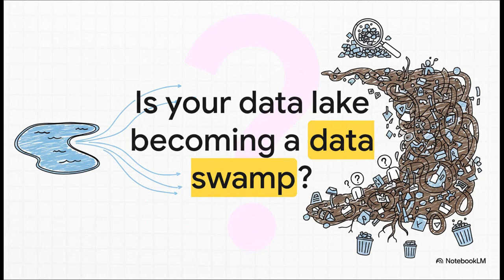So let me start with a question, and be honest. Does this look a little too familiar? You built a data lake, you were promised all this flexibility, but now it's just a mess. A data swamp where finding anything you can actually trust is, well, basically impossible. It's a super common problem, and it's what kicks off our whole story.